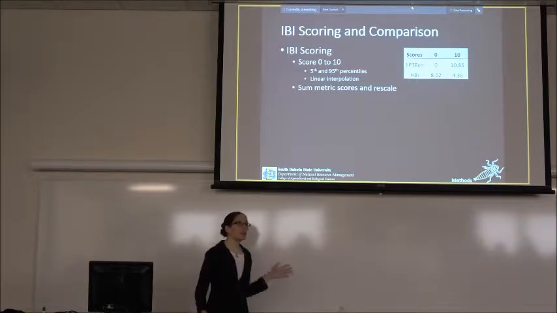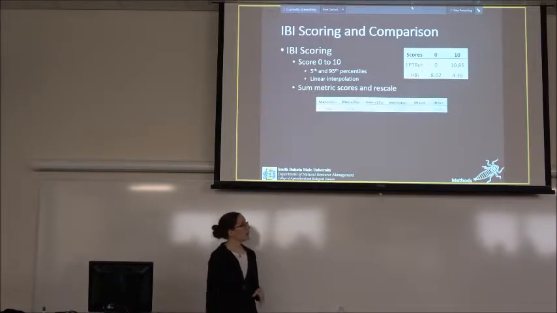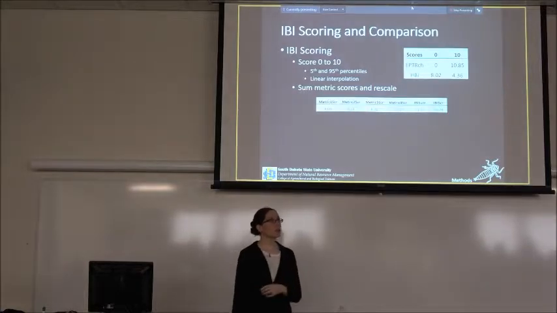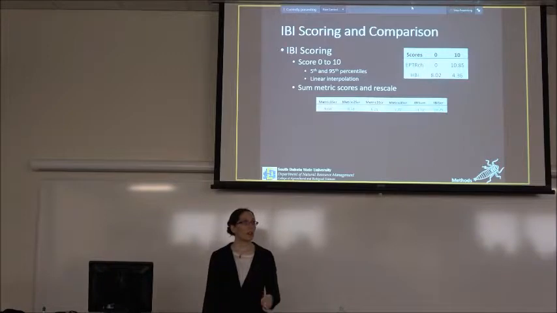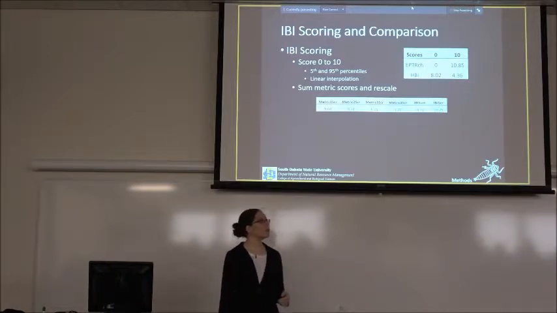Then we linearly interpolate to get the rest of the values between 0 and 10. At that point, we have individual metric scores, which we can then sum up to get an IBI sum. That then is rescaled, so it gives us a final IBI score ranging from 0 to 100.